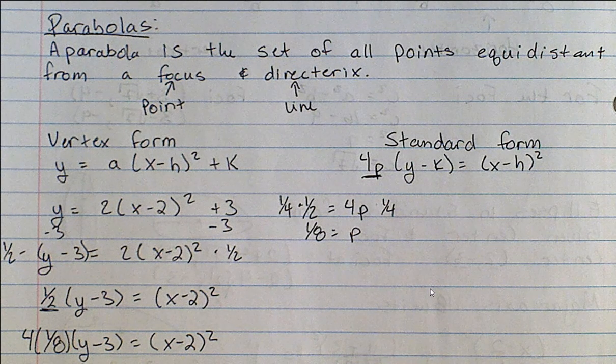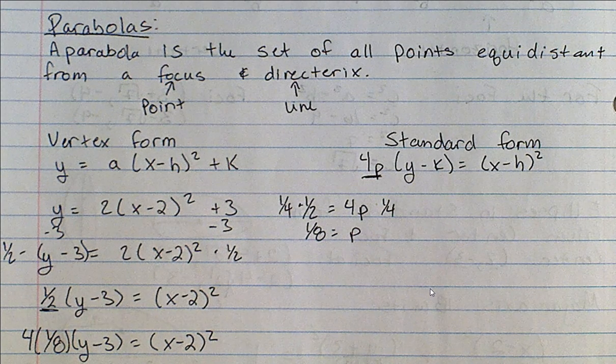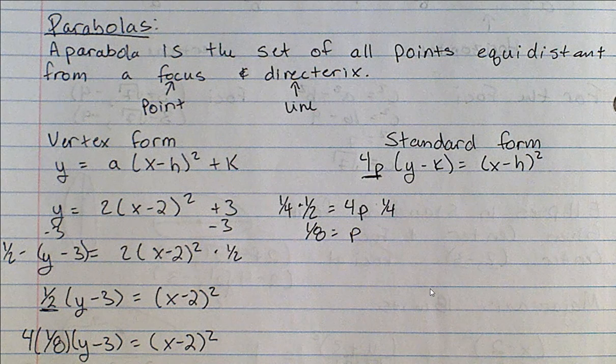It's going to open up, and we know that it opens up because there's no negative number in front of it. If P were negative, it would open down. Or if A were negative, it would open down. You guys remember that from way back when? Wait, I thought P was less than 0. Yeah.